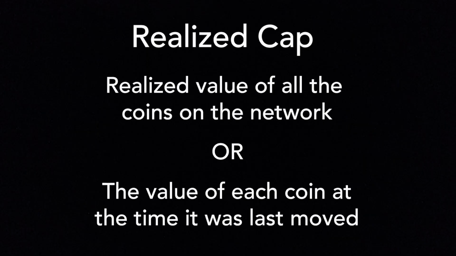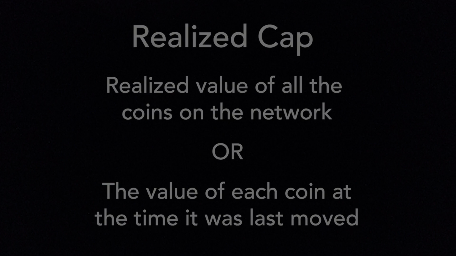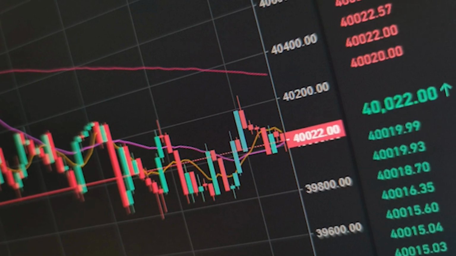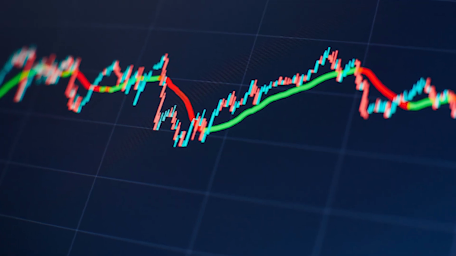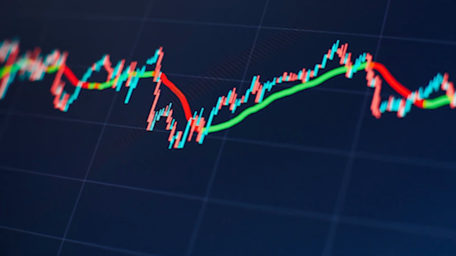The realized cap has no relationship to the current price. As such, it represents the realized value of all the coins on the network. Thus, when any amount of Bitcoin is sent or spent or moved in any way, its realized value is reset to the current price of Bitcoin. Basically, on the chart, you can think of realized cap or realized value as a long-term moving average that really doesn't fluctuate much at all over time.